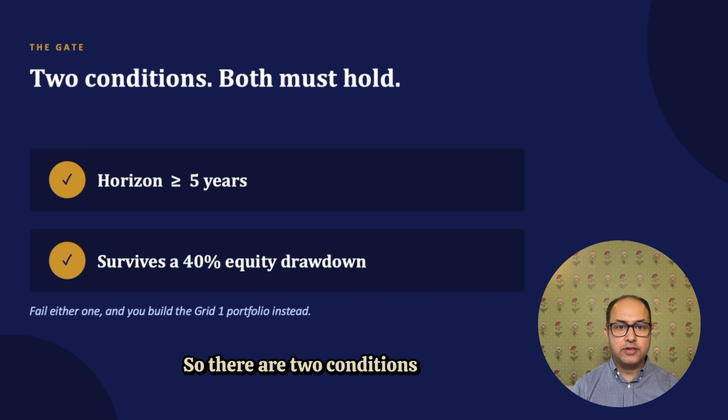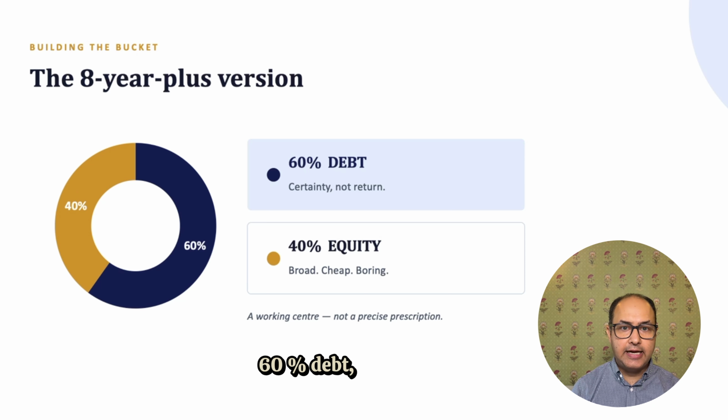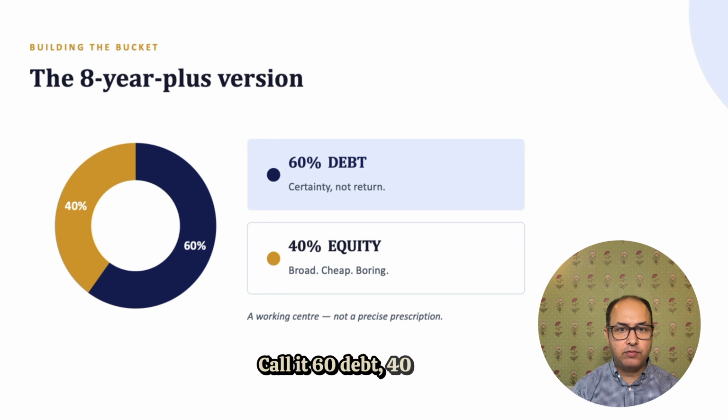So there are 2 conditions and both must hold. Horizon more than 5 years and you're able to survive a 40% equity drawdown. 60% debt, 40% equity. Let's build the 8-year plus version. Call it 60 debt, 40 equity.